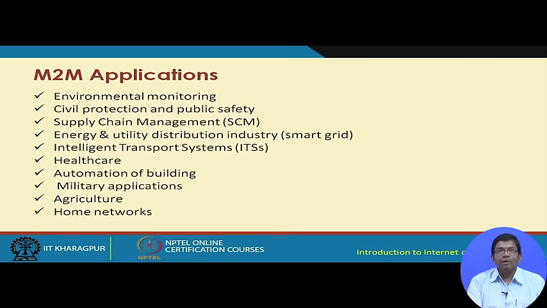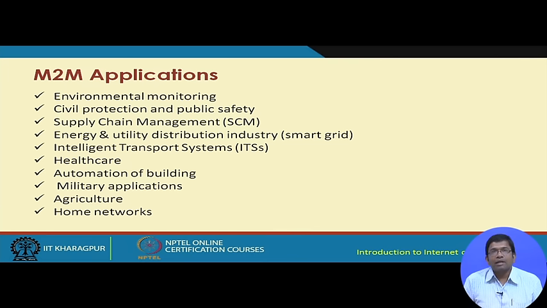There are different M2M applications: environment monitoring, civil protection and public safety, supply chain management, energy and utility distribution, as in smart grid. Smart grids are pretty common. In smart grids, what are we doing? We are using ICT involving sensors, actuators, etc. in a traditional power grid.